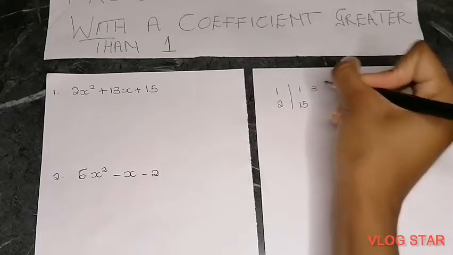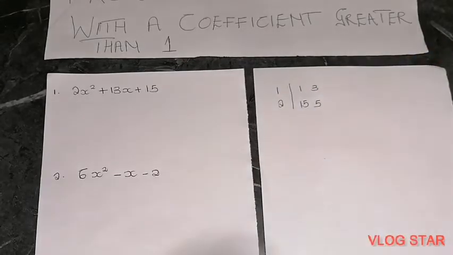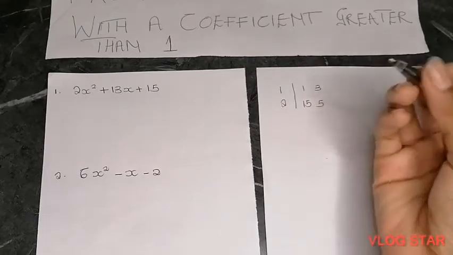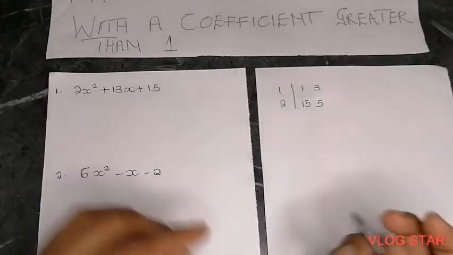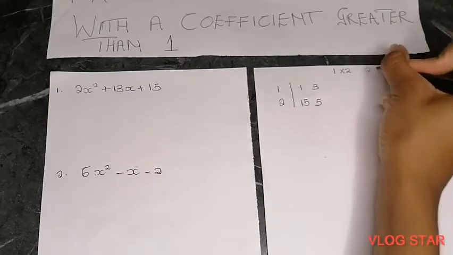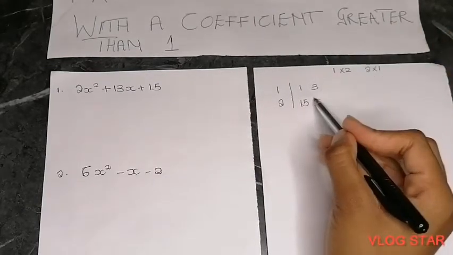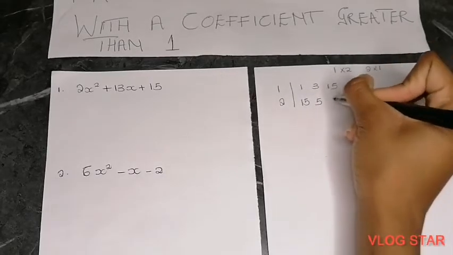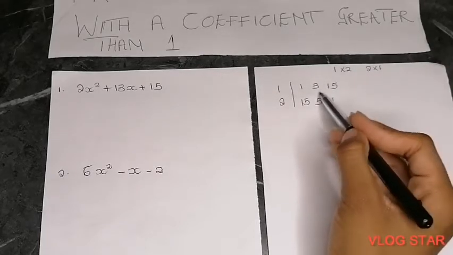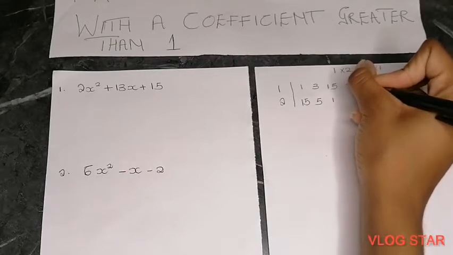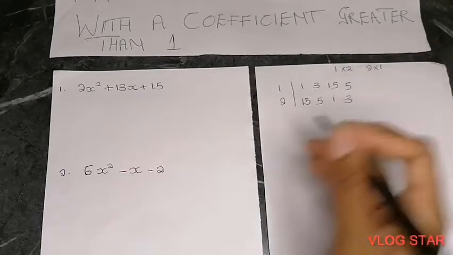We have 3 and 5. I think those are all. So the numbers on the left, we're going to write them upside down. Isn't it that 1 times 2 is the same as 2 times 1? So we're just going to do the same principle here: 1 times 15 and then 15 times 1. And then we're going to do the same thing to the next product, which is 5 times 3.